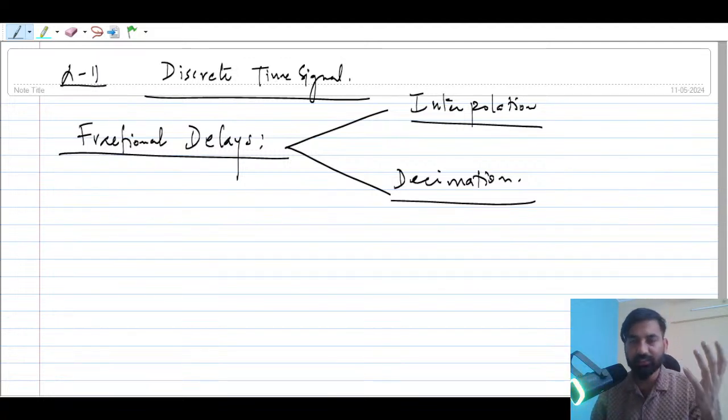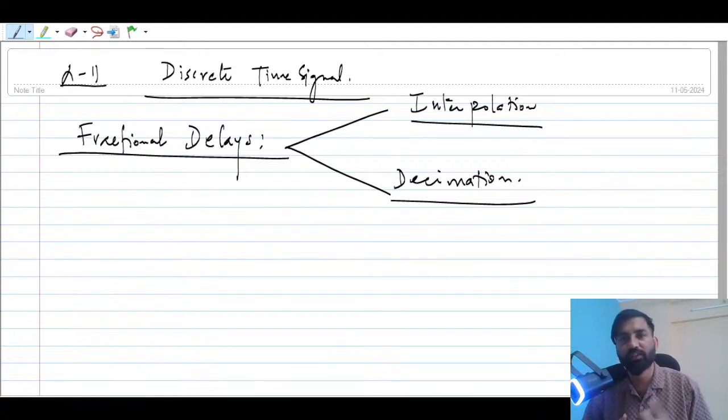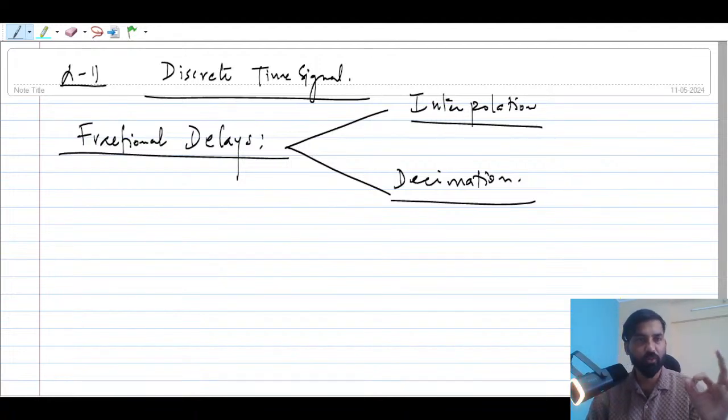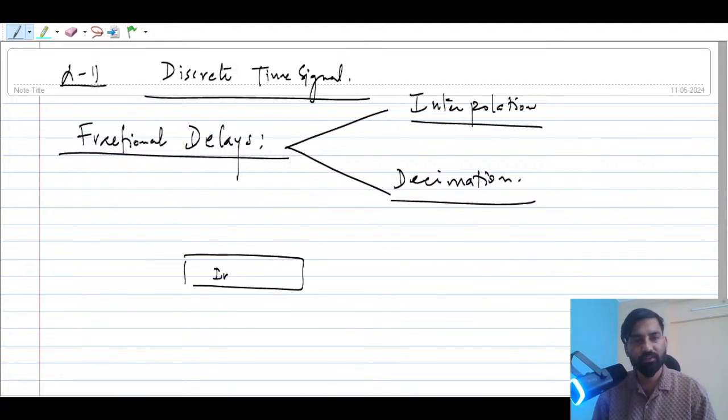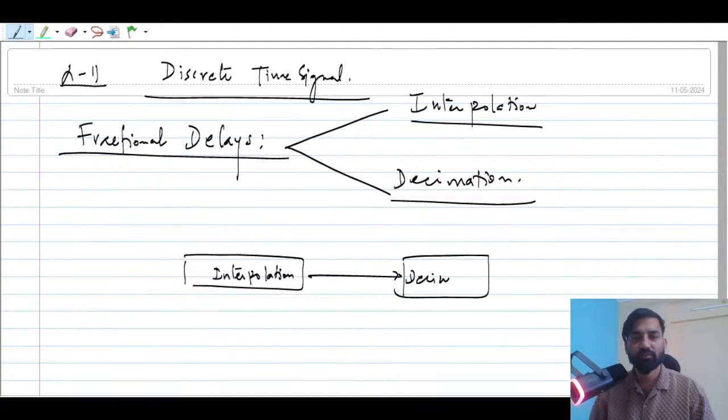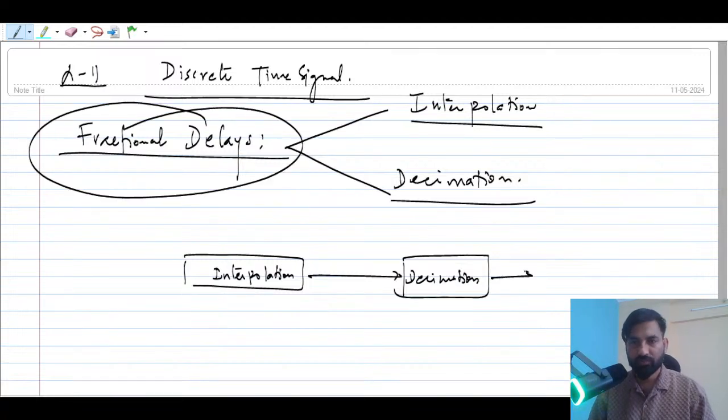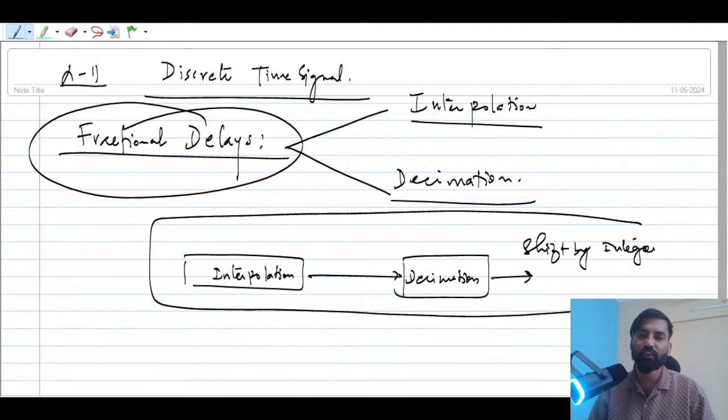Suppose we have to perform both interpolation and decimation. What will be our first choice? Interpolation has to be followed by decimation. This is one of the important points. What do we have to do first? Interpolation. Never perform decimation first. Then we will perform the decimation, and then we will shift. Shift by what? Shift by the integer.